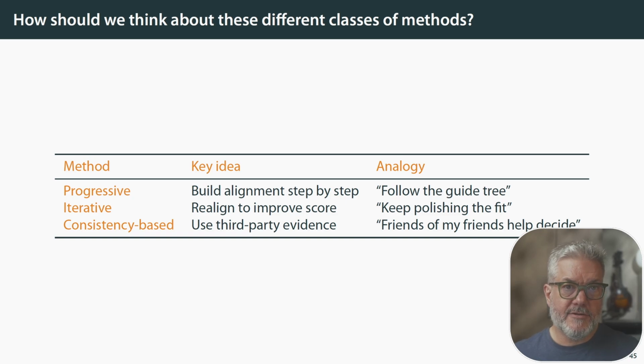In consistency-based methods, the difference is that we're using that third-party evidence, and in particular, we're using it up front. And we can, again, use this analogy of a friend clique. If we don't know somebody, but we are introduced to somebody and they are already a friend of a friend, then we might be more inclined to be interested in their friendship. So here we're using that indirect evidence to weight our trust in the alignments that we would otherwise be looking at in complete isolation. So that's the idea of consistency.